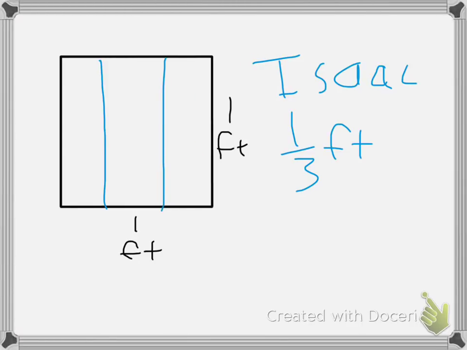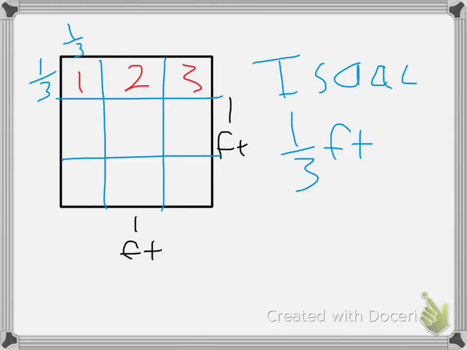Okay. Now, since the tiles are 1/3 by 1/3, I'm going to take this piece and also break it into 1/3 pieces. Okay. Now each tile is 1/3 of a foot by 1/3 of a foot. The question was, how many tiles do we need? So we just need to go through and count all the tiles. 4, 5, 6, 7, 8, 9. So to cover that 1 foot by 1 foot section, we would need 9 tiles.